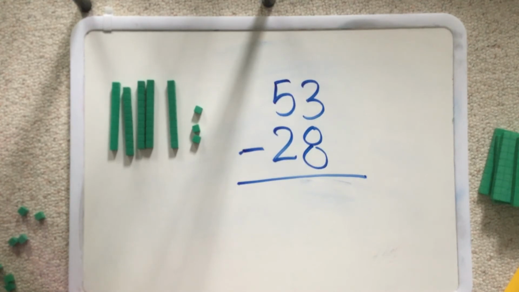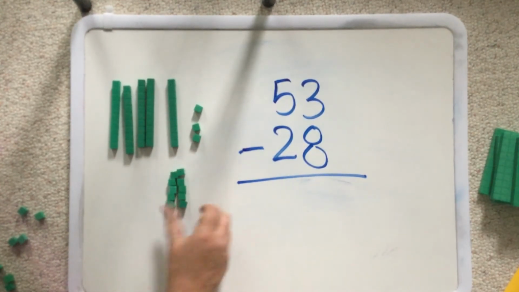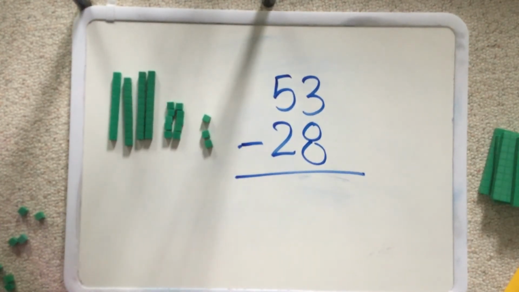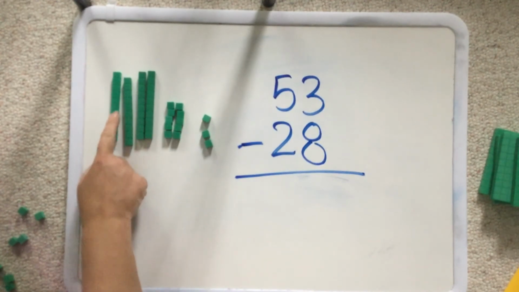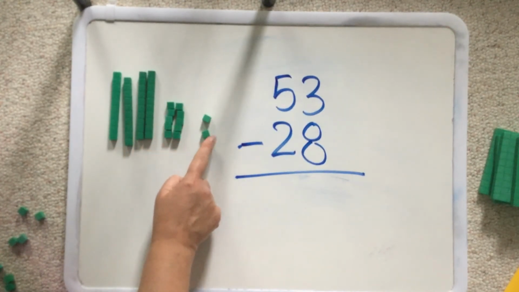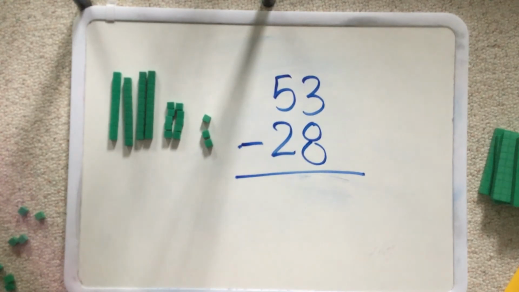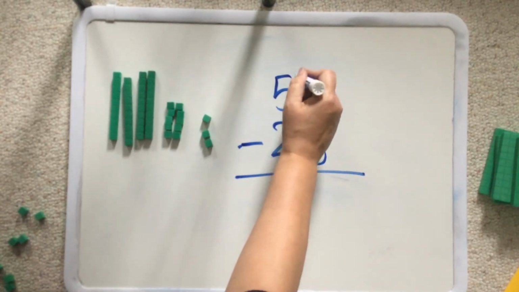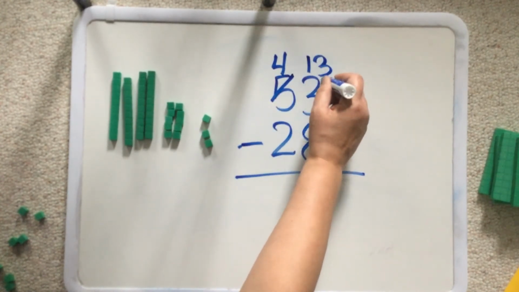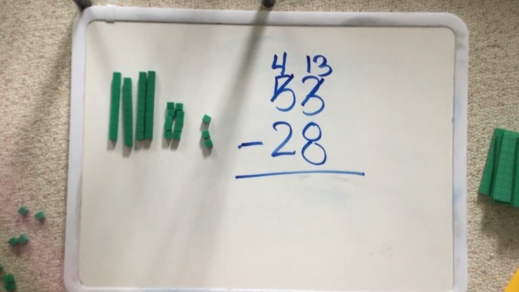What is another way to make 53 with base 10 blocks? I have 5 tens and 3 ones. Could I change it to 4 tens and 13 ones? Is that still 53? 10, 20, 30, 40, 50, 51, 52, 53. That's still 53. I can record that exchange by saying I now have 4 tens and I have 13 ones. Now I have the blocks that I need to be able to subtract.